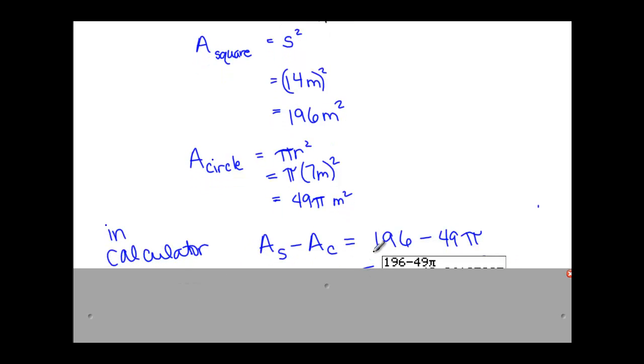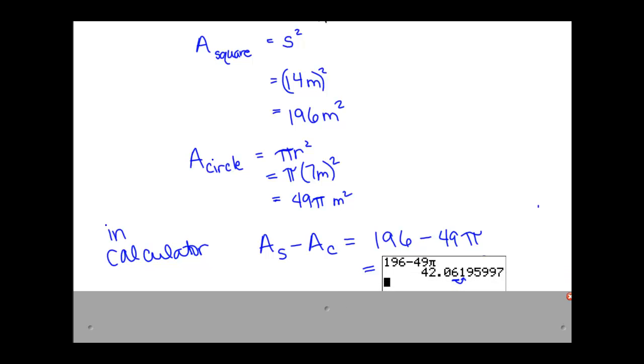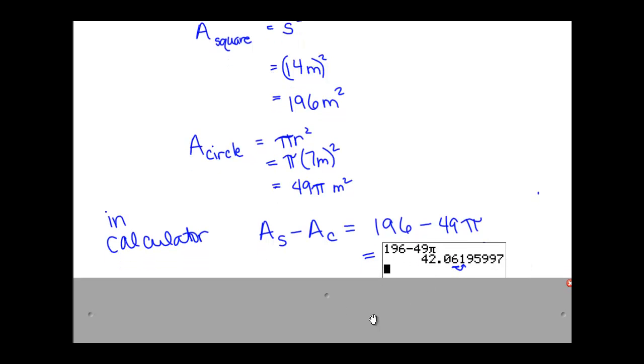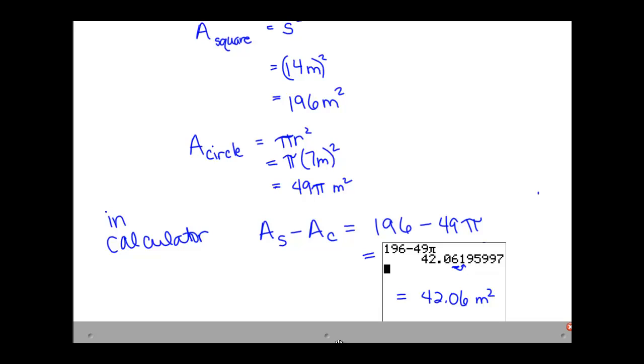So in your calculator, we would take 196 and subtract 49 pi, and the screen in your calculator would look like this, or similar to this. And then if I round this to the nearest hundredths place, we need 2 decimal places. Look to the right, and this digit is less than 5, so we want to keep that as 42.06. And the units, remember, were square meters. So the answer of the area of the shaded region would be 42.06 square meters.